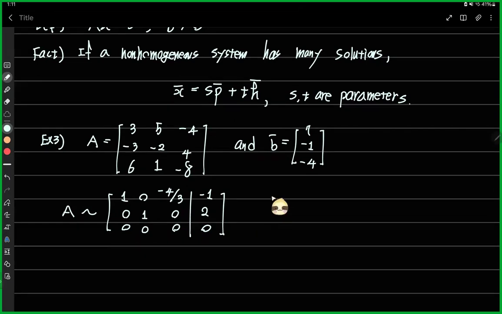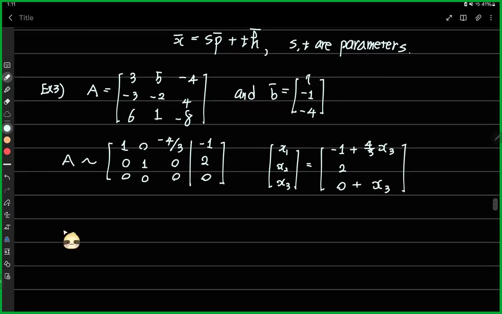So now that means x1, x2, x3 is equal to what? Because x1 is negative 1 plus 4/3 x3, right? So this is going to be negative 1 plus 4/3 of x3. And then x2 is just 2, right? And x3 is just x3, I mean 0 plus x3. Sometimes you can say that.